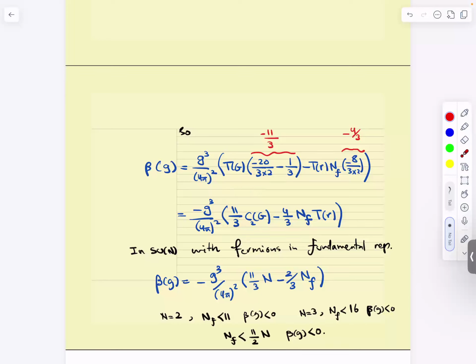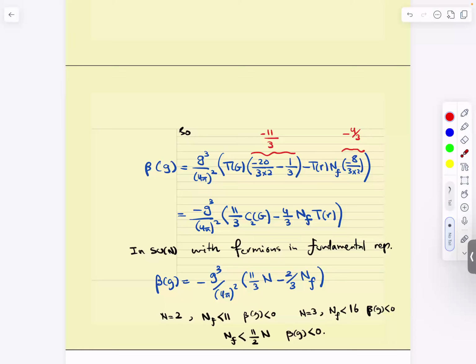So this term is 0. So no matter how many fermions you have, you end up with a positive beta function. The theory has a Landau pole and is ill-defined in the UV. But if you are in the SU(N) gauge field, and the fermions are in the fundamental representation, this is 11/3 N minus 2/3 NF. So if NF is less than 11/2 N, the beta function is negative, the theory is well defined and good.